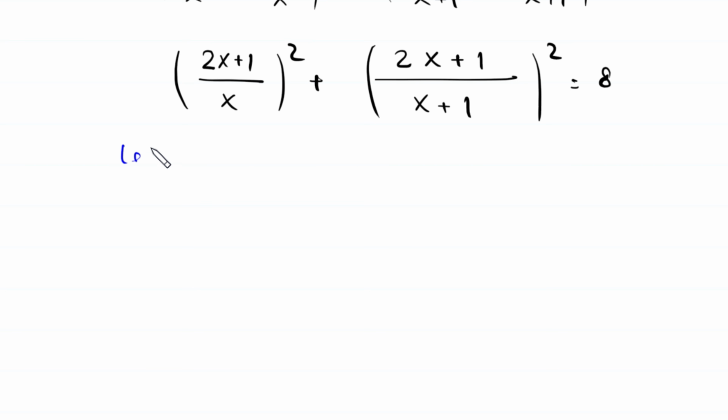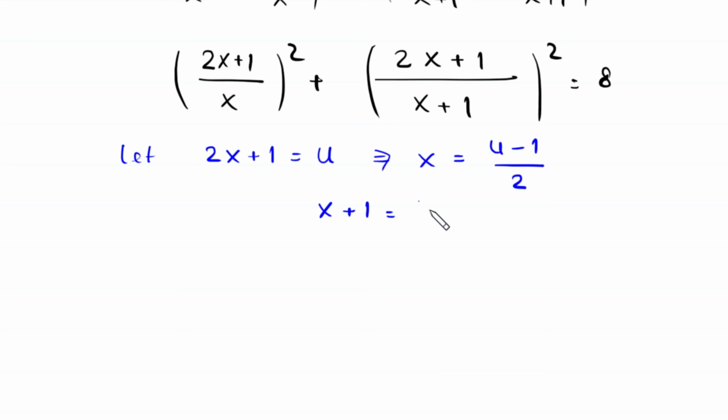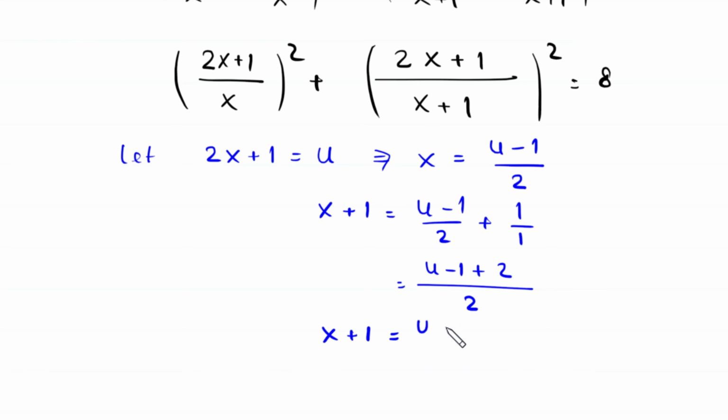Now we suppose that 2 times (x plus 1) equal to u. Hence x is equal to (u minus 1) over 2. If we add 1 to both sides, x plus 1 equals (u minus 1) over 2 plus 1. Taking LCM 2, this is u minus 1 plus 2 over 2. So x plus 1 is equal to (u plus 1) over 2.